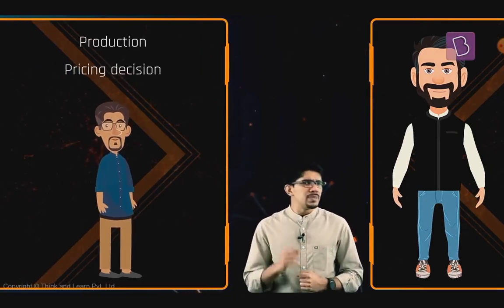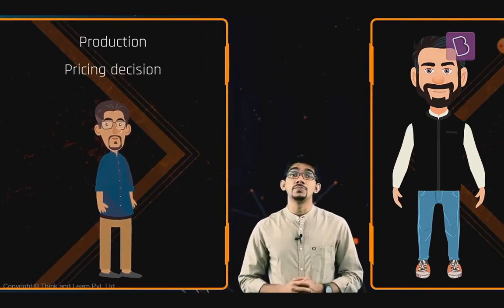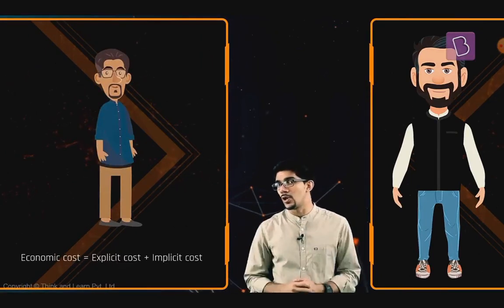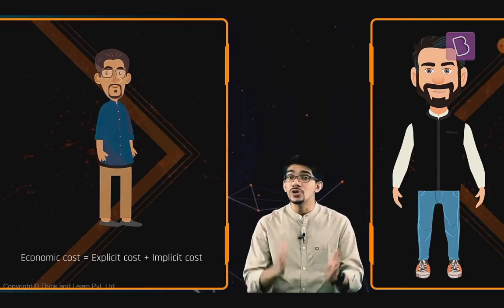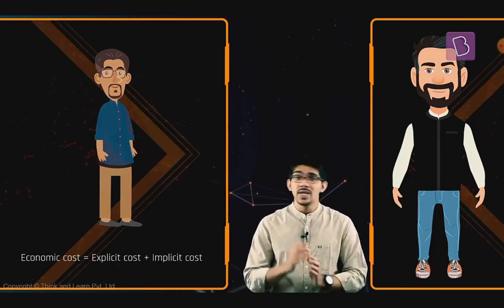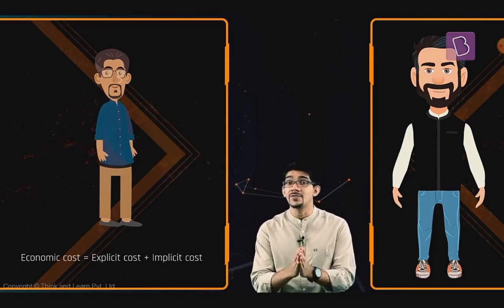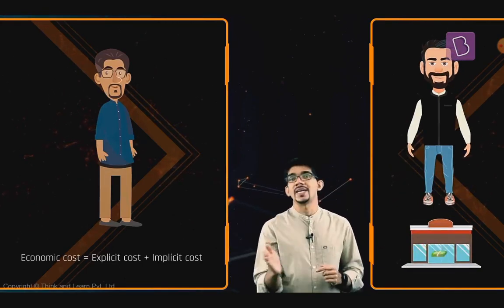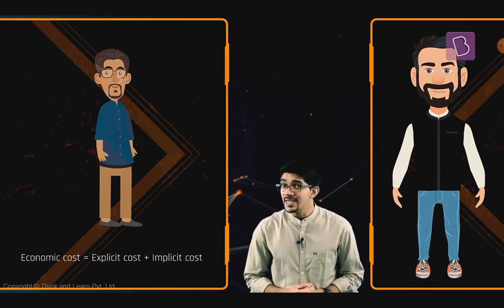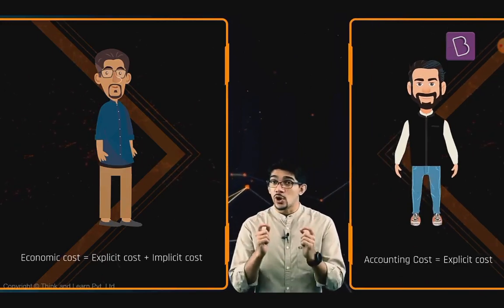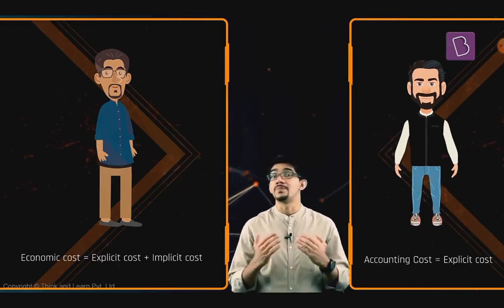Economists are interested in studying how firms make production and pricing decisions. Because these decisions are based on both explicit and implicit costs, economists include both when measuring a firm's costs. By contrast, accountants have the job of keeping track of the money that flows into and out of firms. As a result, they measure the explicit costs but usually ignore the implicit costs.